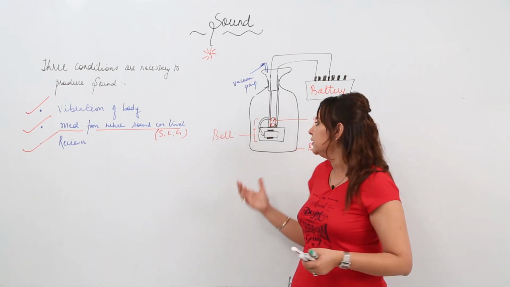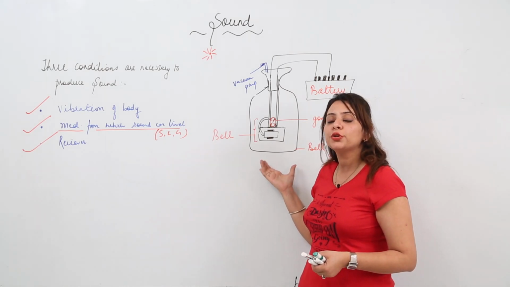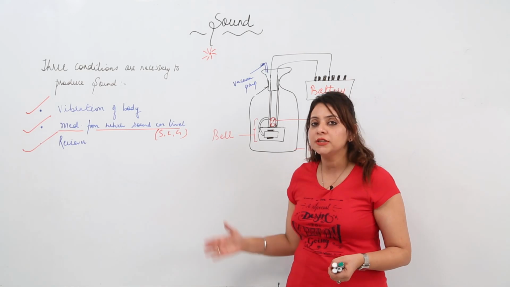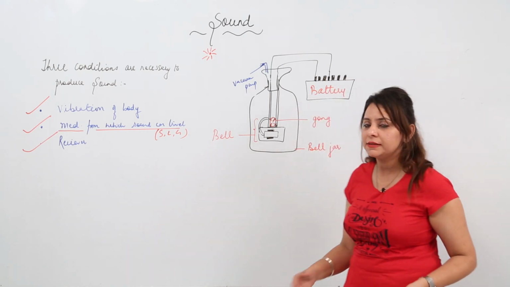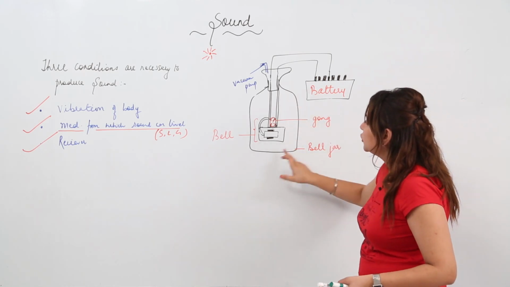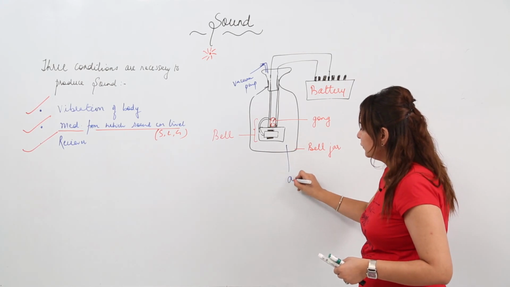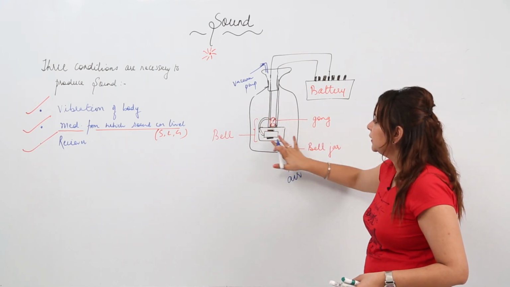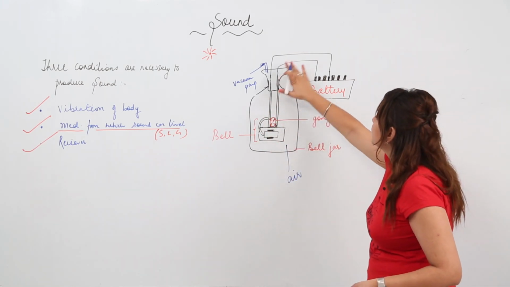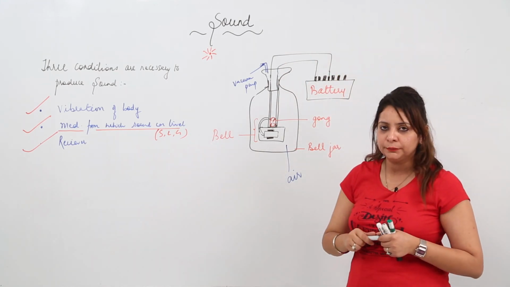So this is a topic I am going to discuss with you in order to show you that sound needs a medium to travel. This is a practical activity. You can also practice it at home. So what's there? There is a bell jar filled with air. It has a bell fitted and it is connected to a battery. The bell is ringing and we can hear the sound of the bell.